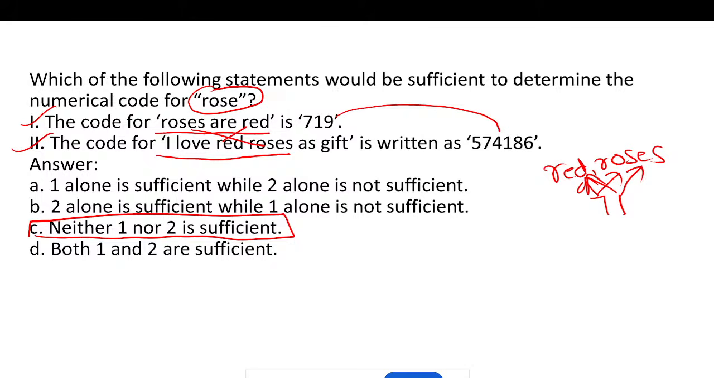They are asking what is the numerical code for roses? But red and roses are both common and 7 and 1 are both common. But I don't know whether red is equal to 7 exactly or 1 exactly, or roses is equal to 7 exactly or 1 exactly. I don't have clarity. Data is insufficient. When you club both of them also, data is insufficient. That's why we cannot get the answer directly. So the answer is neither one nor two sufficient.